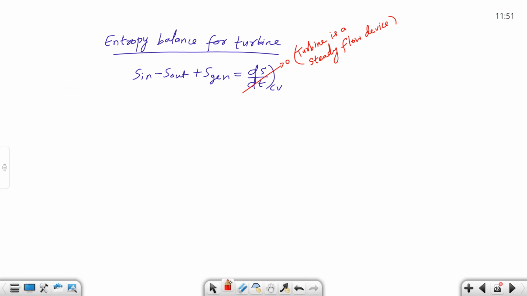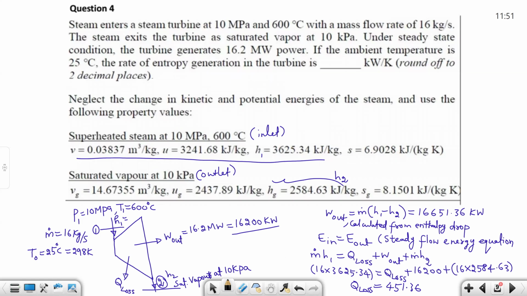Now we write the entropy in. So entropy in, this is the entropy in S1. This is your S1. So this is the S2. S2 is equal to Sg at 10 kPa outlet pressure.